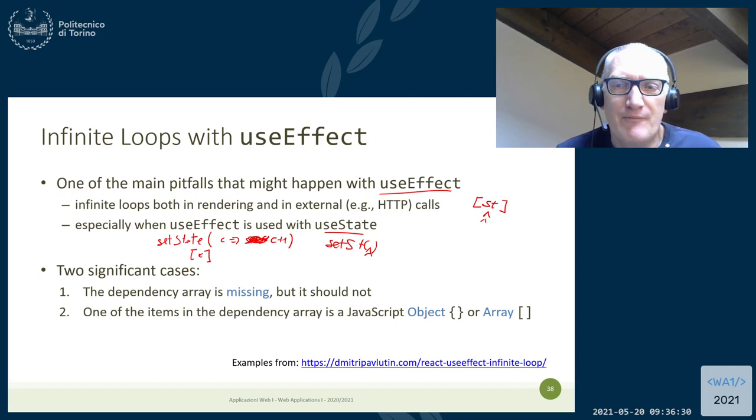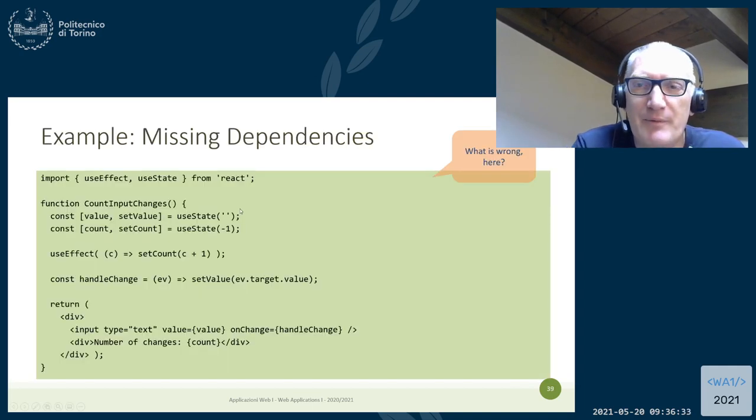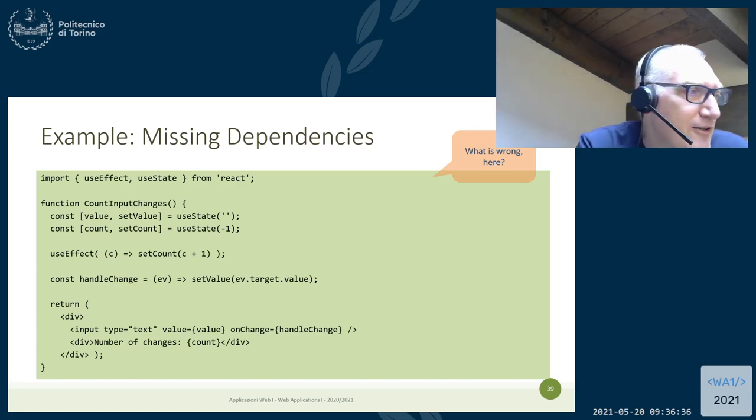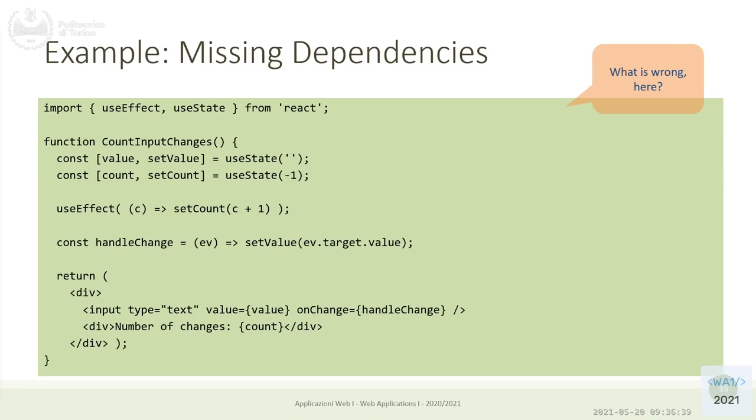But there are some cases in which the same happens without being so obvious. So let's have a look at these two examples. We have some effect that uses a count variable and increments this variable. There is no dependency on c, so we are not creating an infinite loop where I'm updating c, triggering its update, and so on. By the way, the value of the count is displayed here in the render.